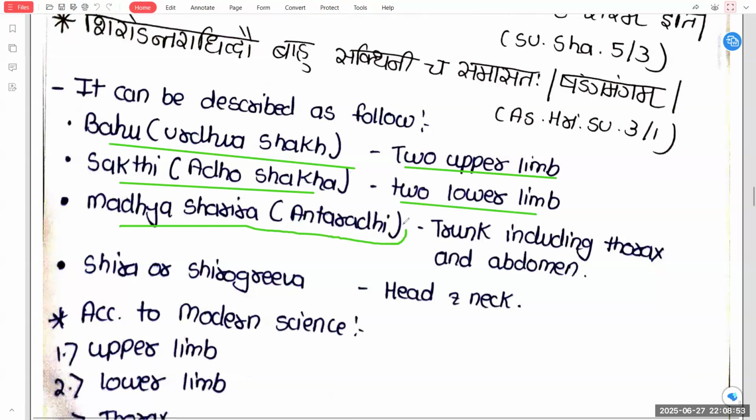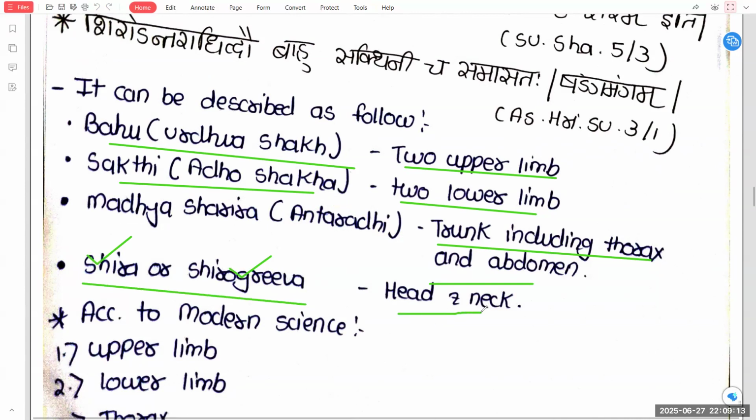Madhya Sharir or Antaradhni, which some Acharyas have specified. So, how many are they? 1 in number. It includes trunk, thorax and abdomen. Shira or Shirogriva: some Acharyas have told only Shir, that is the head region, and some have included head plus neck. It is 1 in number. So which are the Sharangatvam? The Sharangatvam are Shir, Griva, Shirogriva.